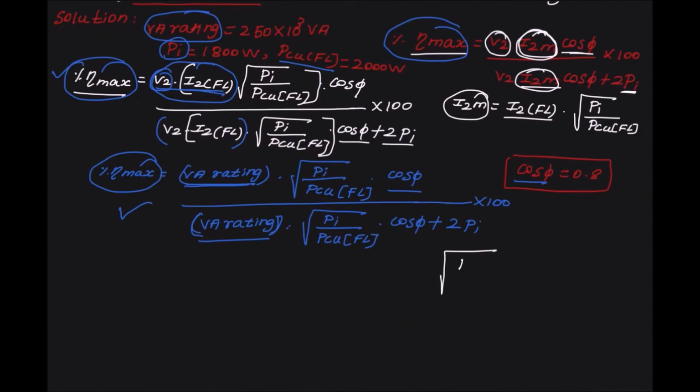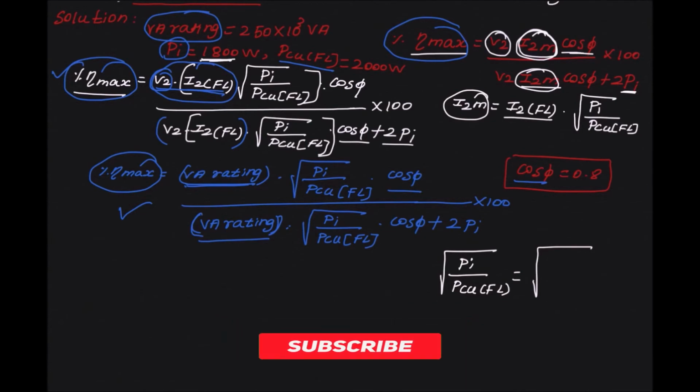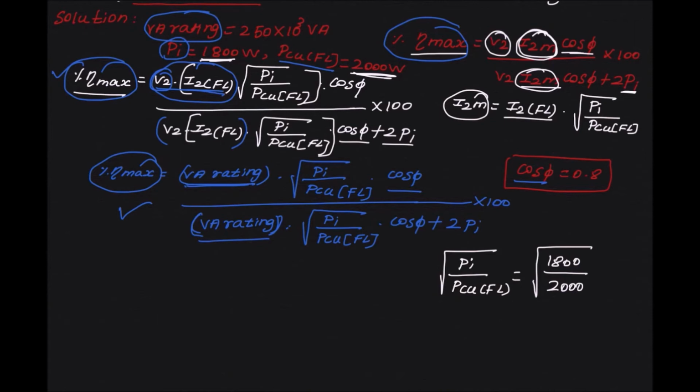First we'll calculate root of Pi divided by P copper full load. Pi is the iron loss, which is 1800 watt. So substitute 1800 divided by P copper full load. The full load copper loss is given as 2000 watt. So substitute 2000, which is equal to root of 0.9, which is equal to 0.94868. So root of Pi divided by P copper full load is 0.94868.